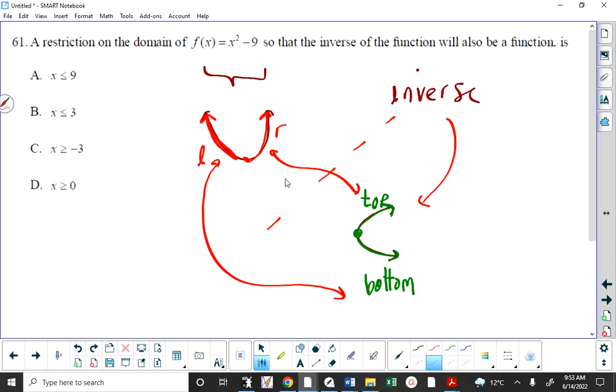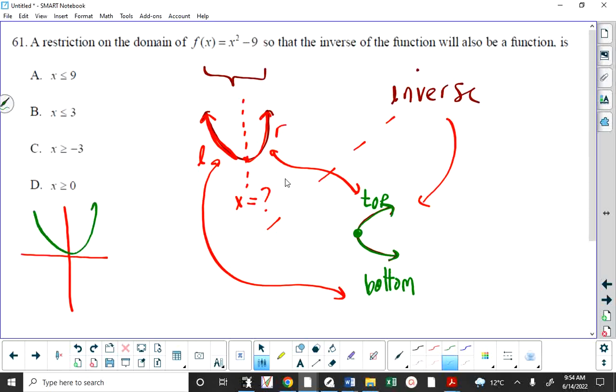So I think you get it now, but I'm going to finish the explanation anyway. The bottom line is if we could restrict the domain of this original one by saying only look at the left side or only look at the right side, then we would answer the question. And that means we need to know the x-coordinate of this point. So if we know the x-coordinate of the vertex, we can just say, well, x is greater than that number, and that will give us only the right side. Or x is less than that number, and that will give us the left side. So then we're back into transformations.